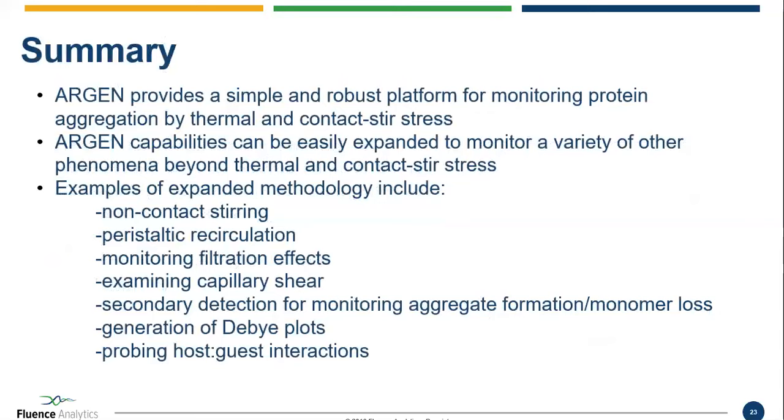Regarding slide 11, in the peristaltic recirculation, protein C was stable and protein A aggregated. Was this different than other characterization data? Was it different from thermal stress? Yeah, all three of those proteins showed different degrees of aggregation under thermal and contact stir stress.